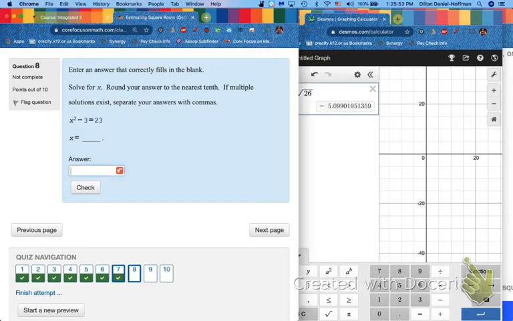Now check this. 5.1. Do not forget, if you already hit check out there and you're cursing to yourself, I'm sorry. You hit check too fast. Always wait for me to hit check because you forgot, just like last time.